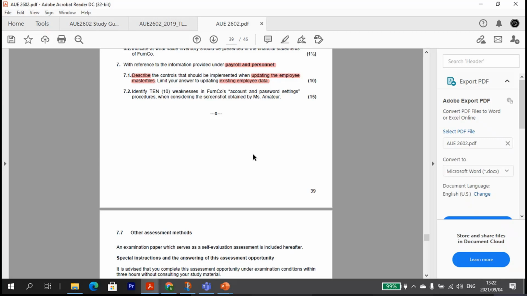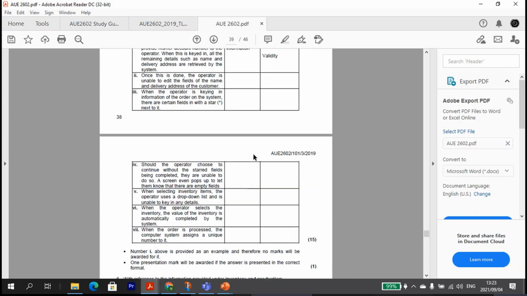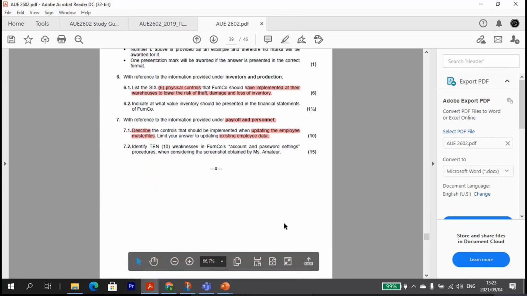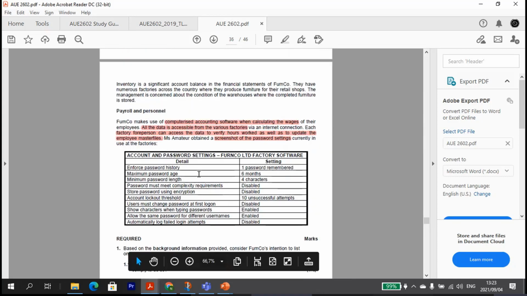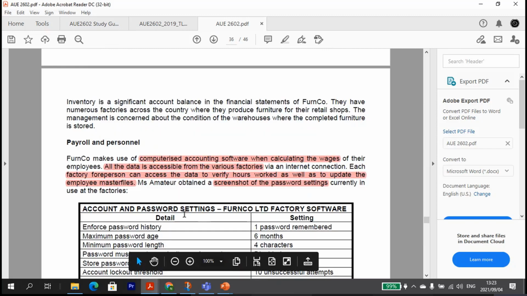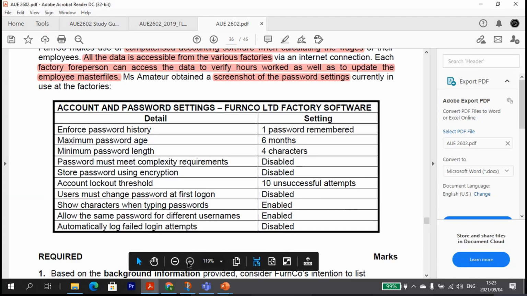Cool. Now, number 2, it says identify 10 weaknesses in FENCO's account and password settings procedures when considering the screenshot that you saw. It says identify 10. It didn't say explain. Just give us 10 weaknesses. It's another theory dump in a way, but you must make it applicable to what you're seeing here. You have to apply it to this. So what weaknesses can you identify from here? And give me 10.